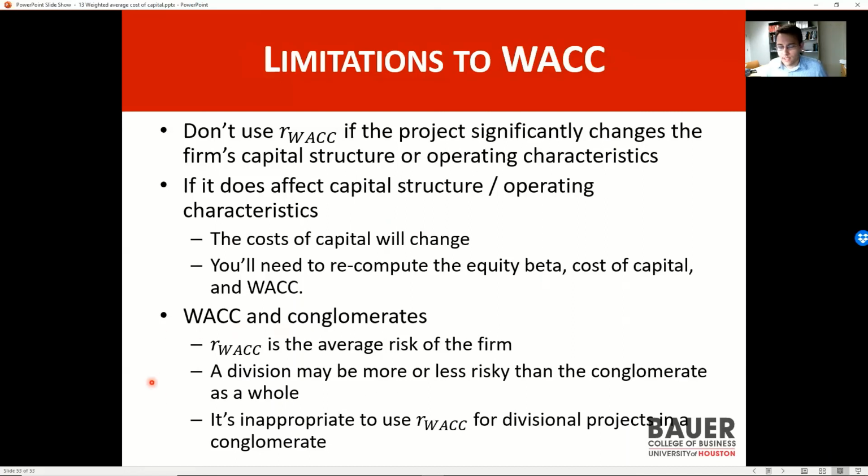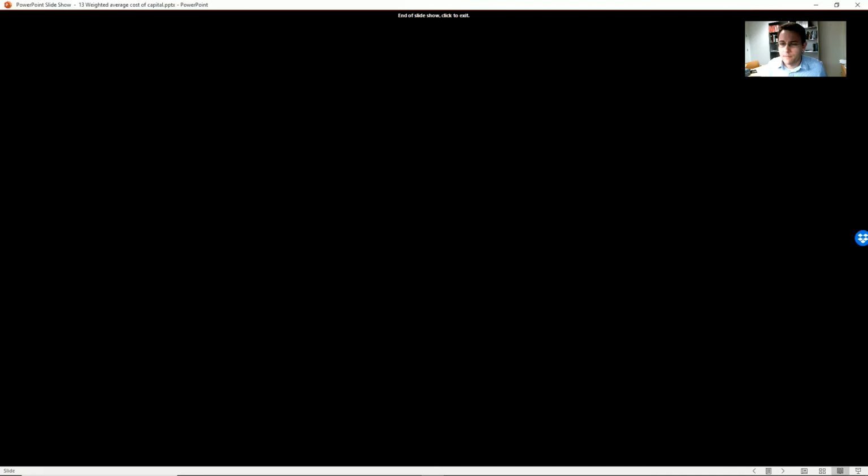Finally, we have this note on conglomerates. Same idea. The WACC is one WACC for the entire firm. So if you've got multiple divisions, you have to be very careful to match the risk that you're using, the discount rate that you're using, to the risk of the division, not necessarily the risk of the entire company.